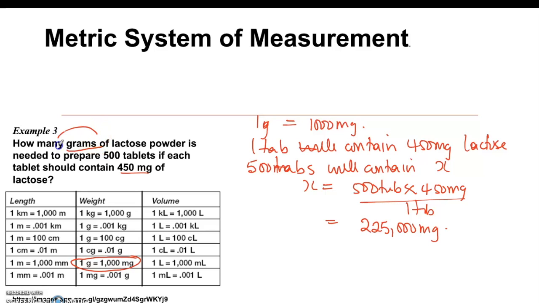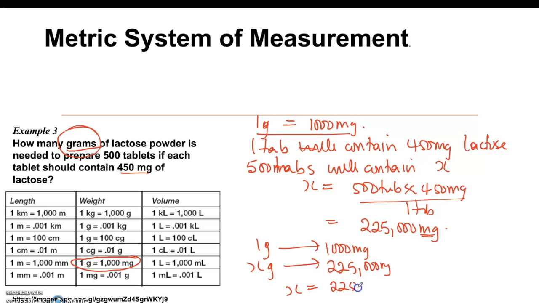The question, however, asked for grams and not milligrams, so you're going to have to convert this to grams. Of course, we know the conversion, which is 1 gram is equivalent to 1,000 milligrams. Therefore, X grams will be equivalent to 225,000 milligrams. Cross multiply: 225,000 milligrams times 1 gram divided by 1,000, and that is going to be 225 grams. So you need 225 grams of lactose to make 500 tablets.